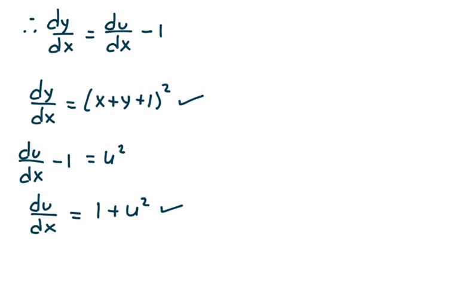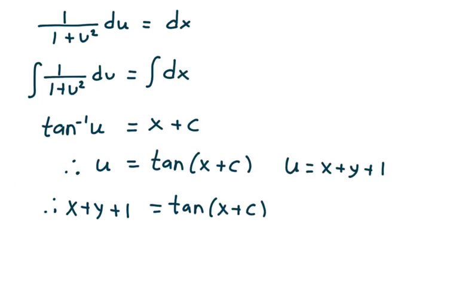Now, this substitution turned this differential equation into essentially a separable differential equation. So we can rewrite this as follows. We can say 1 over (1 + u squared) du is equal to dx. And now we can integrate both sides. So the integral of 1 over (1 + u squared) du is equal to the integral of dx, right here. So arctangent of u is equal to x + c.